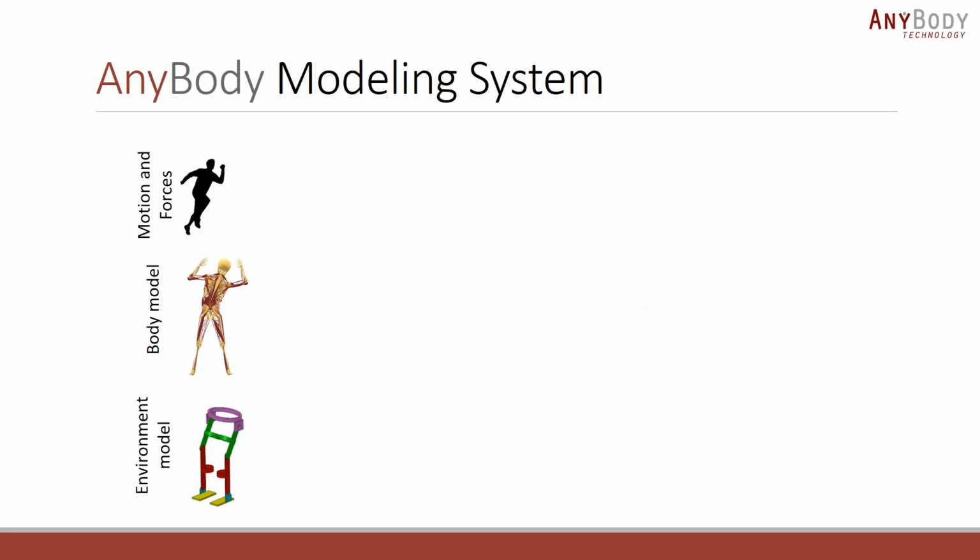A typical workflow in the AnyBody modeling system will look something like this. You would basically come up with some measured motion or maybe some externally measured forces. You might also have your own environment model that you want to include in the analysis. This is represented on this page by the exoskeleton here at the bottom. And then you use some of those body models which have been created by different research projects, and you combine all of these things into your own model.